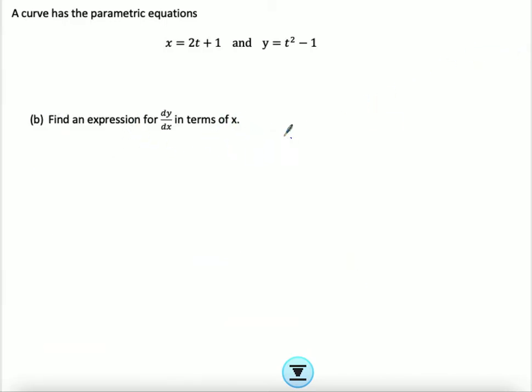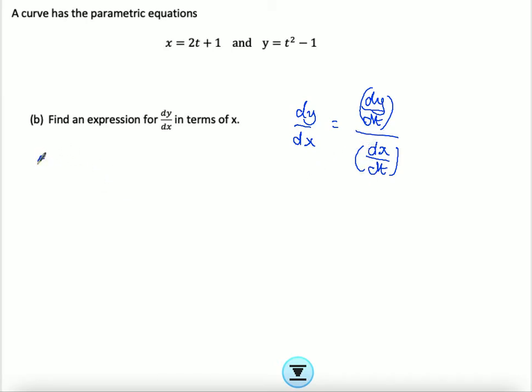Now, we can find dy by dx by differentiating y with respect to t and then dividing it by x with respect to t. So if you imagine this was like a normal set of fractions, we can divide fractions by multiplying by the reciprocal, which means the two dt's will cancel each other out, leaving us with dy by dx, which is exactly what we want.